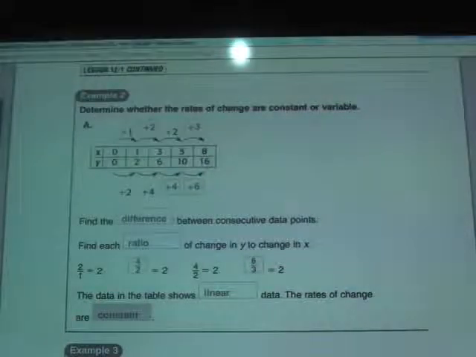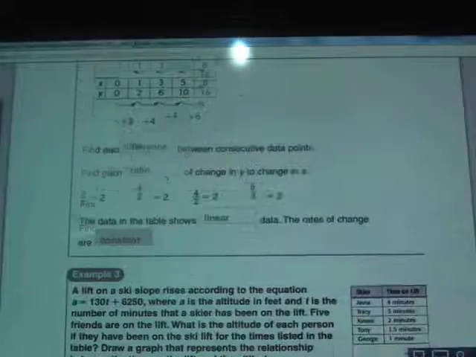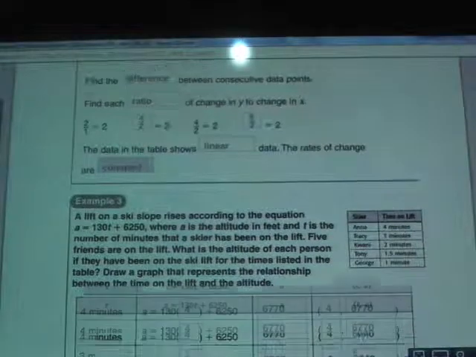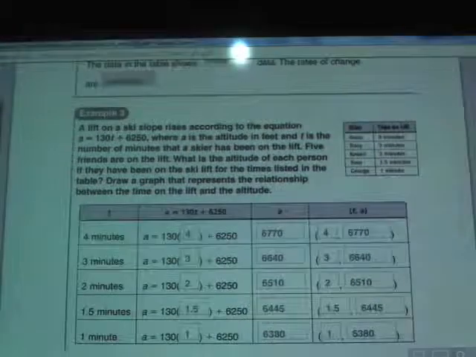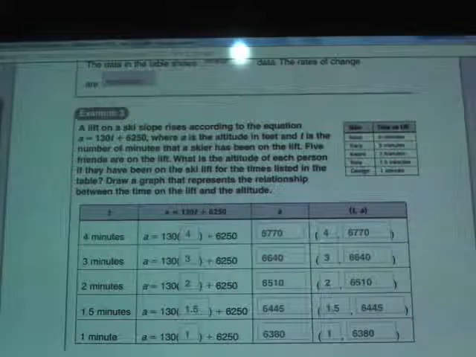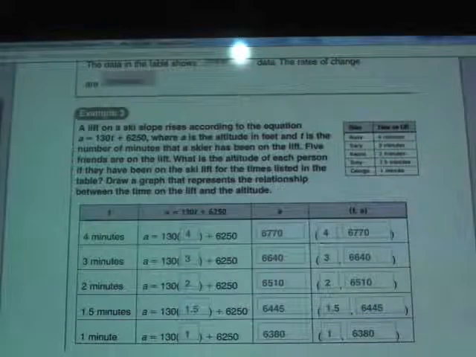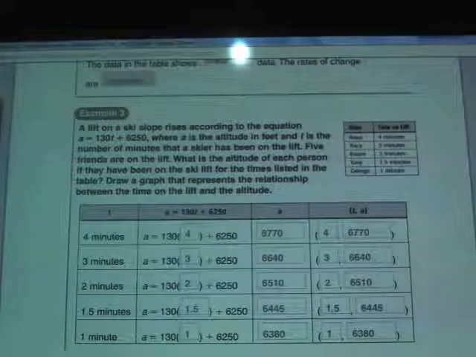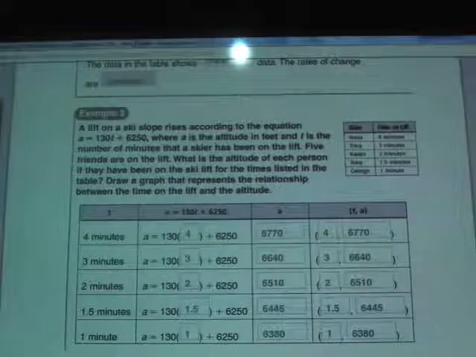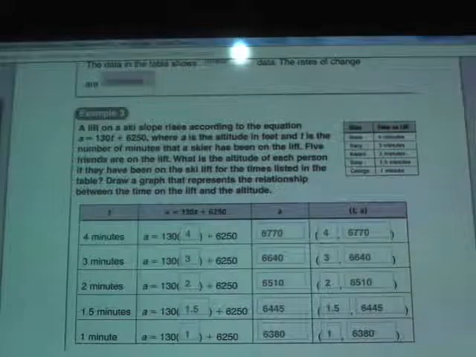Okay, let's go ahead and continue on here now that we've seen a couple different ways to figure out if things are linear or not. Let's take a look at question 3. It says, a lift on a ski slope rises according to the equation A equals 130t plus 6250, where A is the altitude in feet and t is the number of minutes that a skier has been on the lift. 5 friends are on the lift. What is the altitude of each person if they've been on the ski lift for the times listed in the table? Draw a graph that represents the relationship between the time on the lift and the altitude.